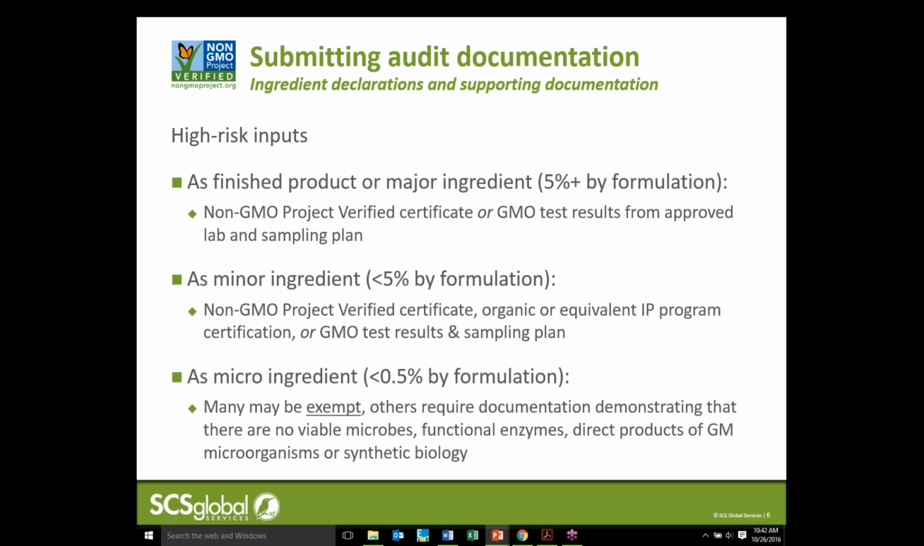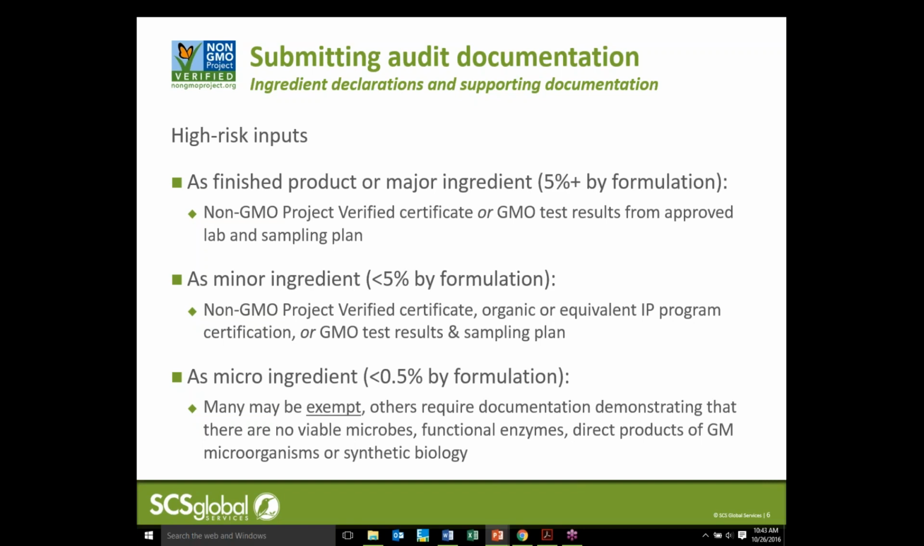So for minor ingredients, which are those that comprise less than 5% of a product by formulation, again, compliance can be demonstrated always through a Non-GMO Project Verified certificate for that input, GMO testing and sampling, of course, or, if they're a product of a system designed to avoid GMOs, such as organic certification or another identity preservation certification type program that has GMO avoidance built into it, then traceability back to a certificate, say an identity preservation certificate or organic certificate, in many cases can be used to demonstrate compliance for these minor ingredients.